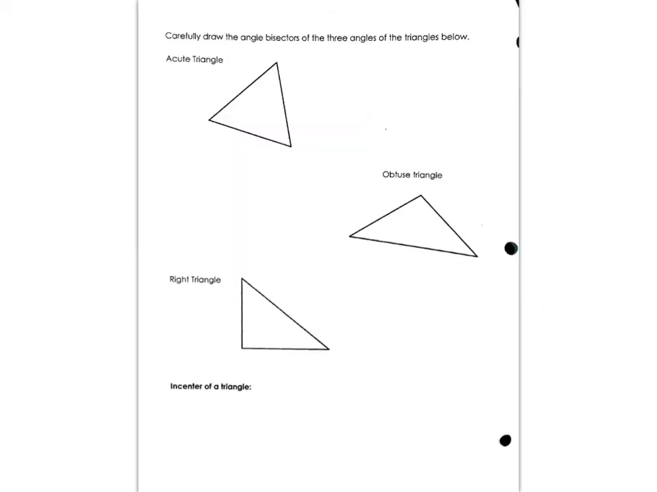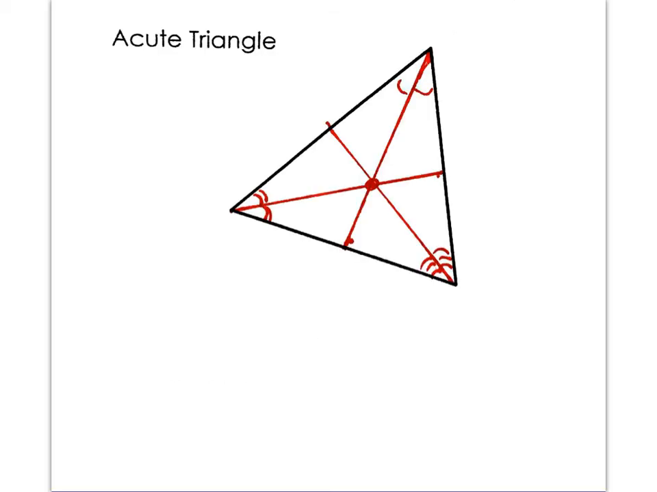So if we turn the page, I'd like you to look at the next page, and again we have those same triangles that we had yesterday, an acute triangle, an obtuse triangle, and a right triangle. So I'd like you to take a moment, pause the tape, and draw the three angle bisectors of the acute triangle. So go ahead, pause, and do that. Hopefully you got something that looks like this.